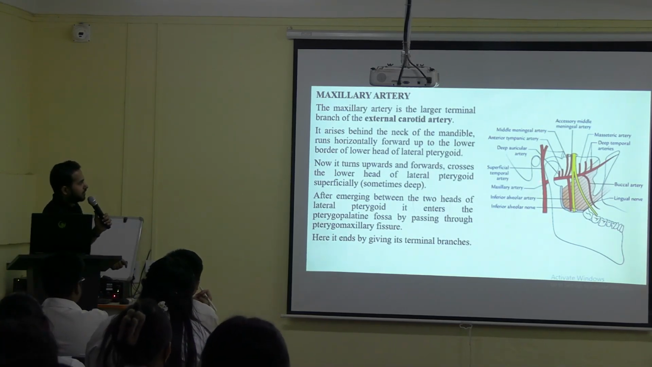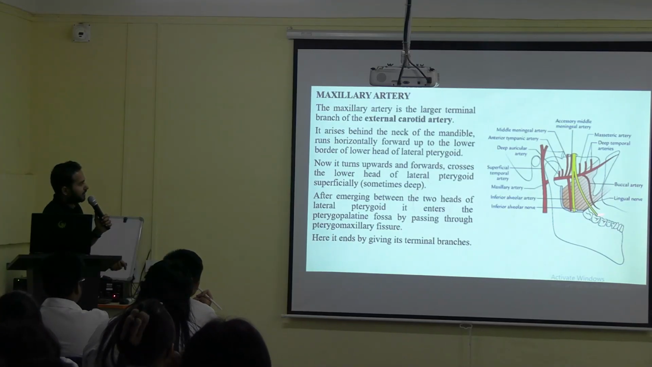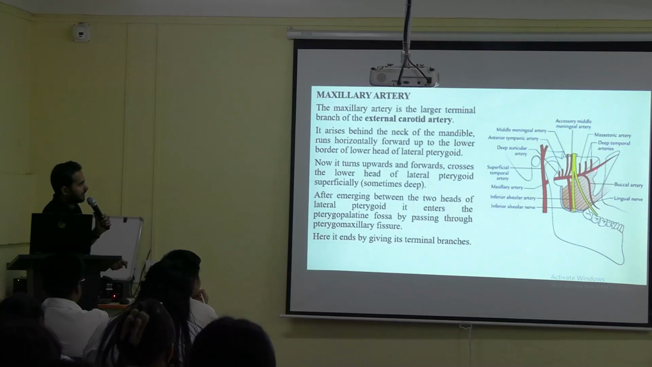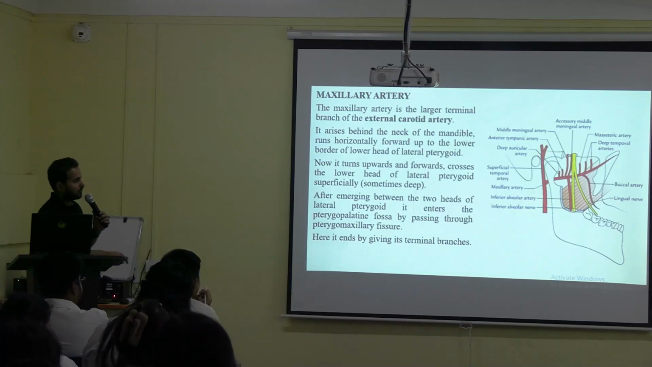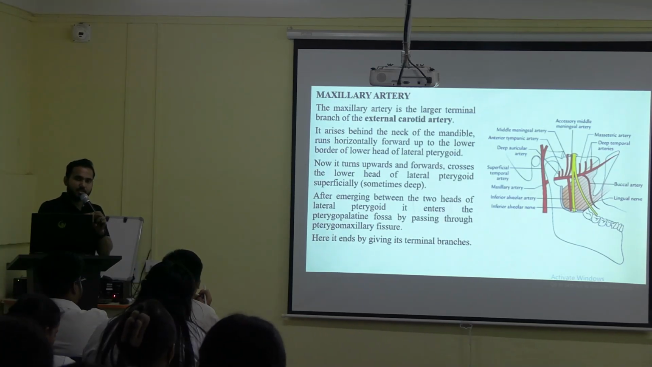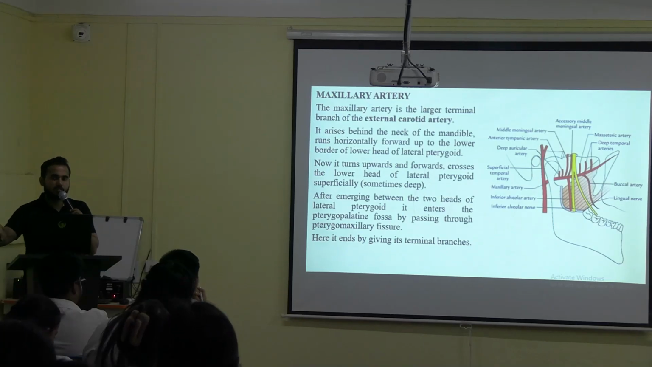So after origin, you can see it is going upward and forward, and crosses the lower head of the lateral pterygoid. Okay, and after emerging between the two heads of the lateral pterygoid, it enters the pterygopalatine fossa. How will it enter? Through the pterygomaxillary fissure. So here you can see the pterygomaxillary fissure. After crossing the pterygomaxillary fissure, it will enter the pterygopalatine fossa.